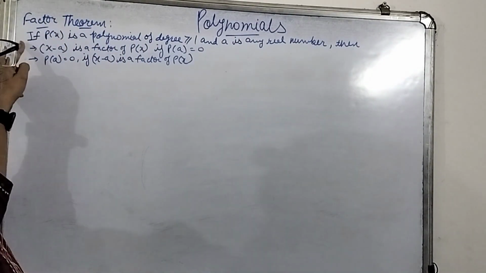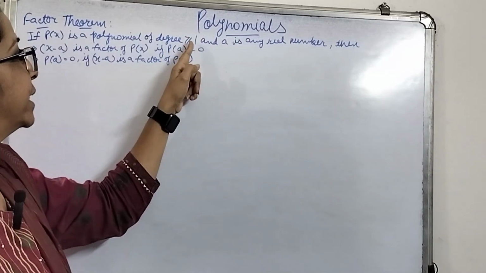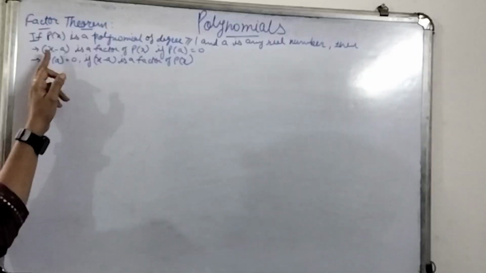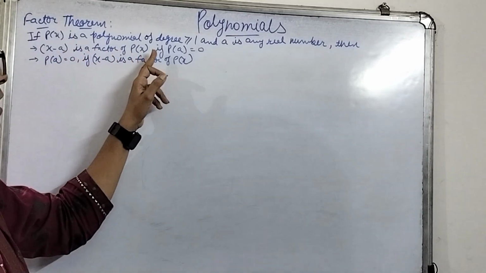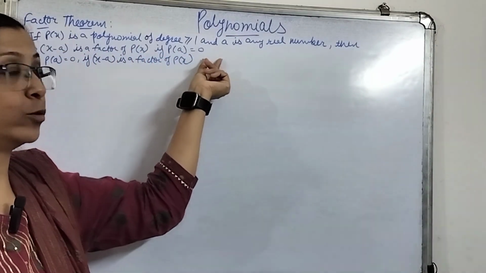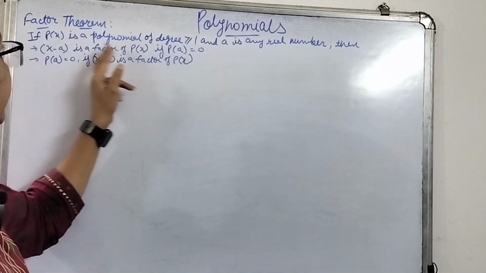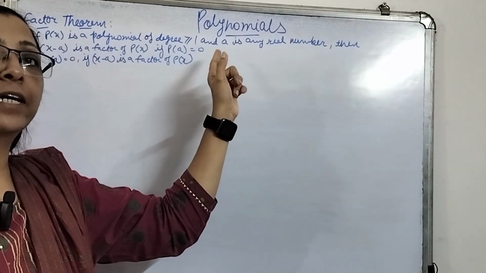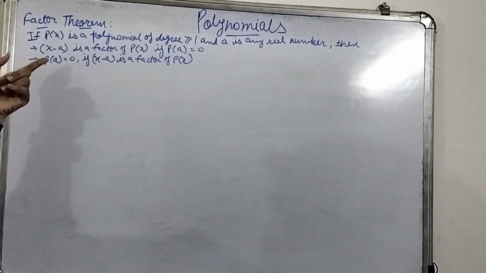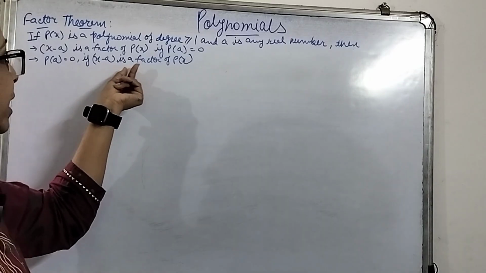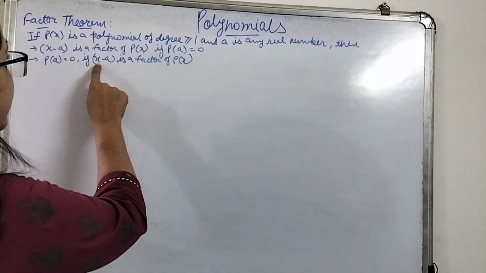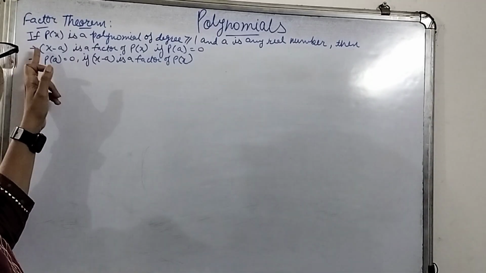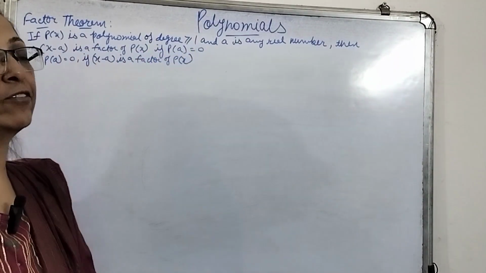According to the factor theorem, if p(x) is a polynomial of degree greater than or equal to 1 and a is any real number, then x minus a will be a factor of p(x) if p(a) is equal to 0. That means if p(a) is 0, then x minus a will be a factor of the polynomial p(x) whose degree is greater than or equal to 1. Or p(a) will be 0 if x minus a is a factor of p(x). That means if x minus a is a factor of p(x), in that case p(a) will be 0.